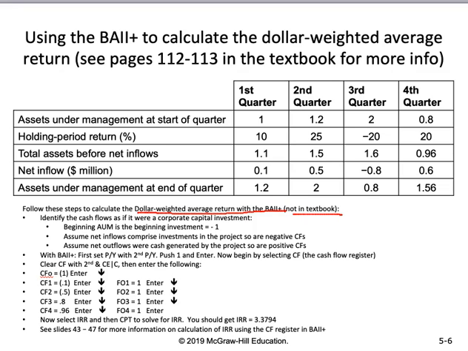It's not difficult. If you did not go through this before, I also added slides 43 to 47 that give you more information on using the cash flow register in your calculator to calculate the dollar-weighted average return. Also, there is some information on the dollar-weighted average return on pages 112 and 113 in the textbook. They just don't teach it using the calculator. So I suggest you walk through these steps that I have here.